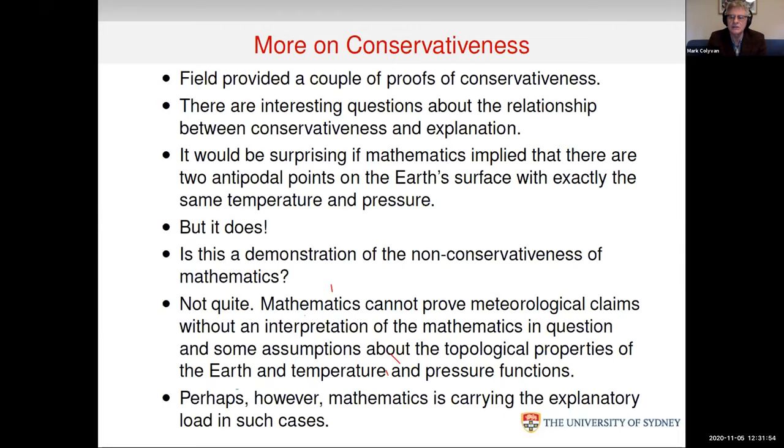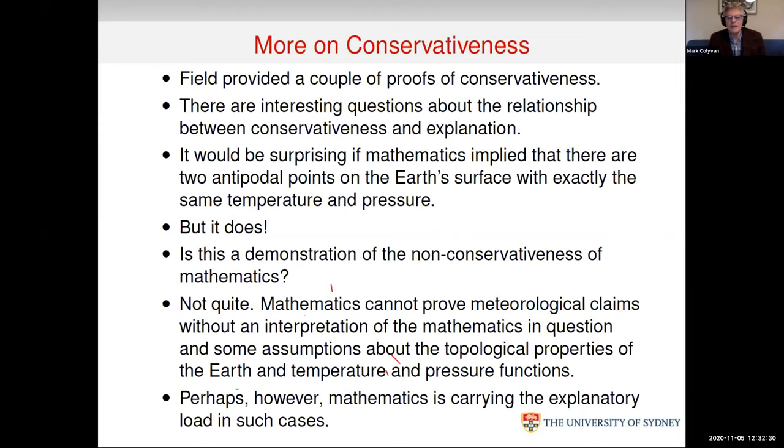But why there are 2 points at all is, in my account of this at least, because of topology. So the mathematics does tell you something rather surprising. Is that a demonstration of the non-conservativeness of mathematics? Not quite. Mathematics can't prove meteorological claims without an interpretation of the mathematics in question, and some assumptions about the topological properties of the Earth and temperature and pressure functions.